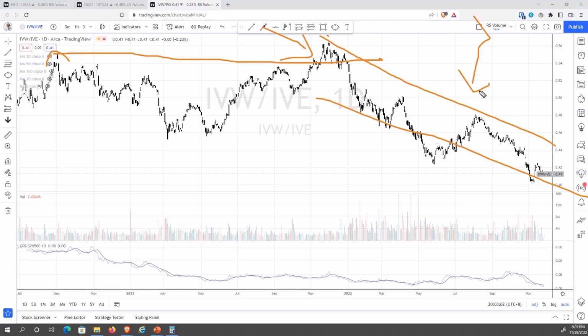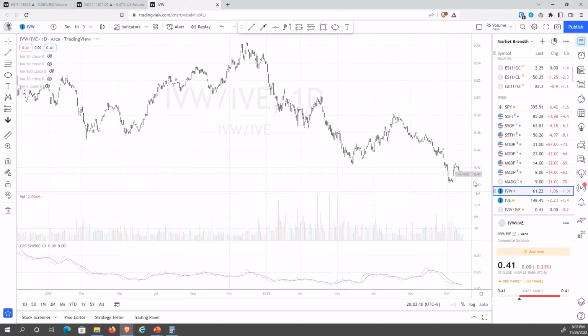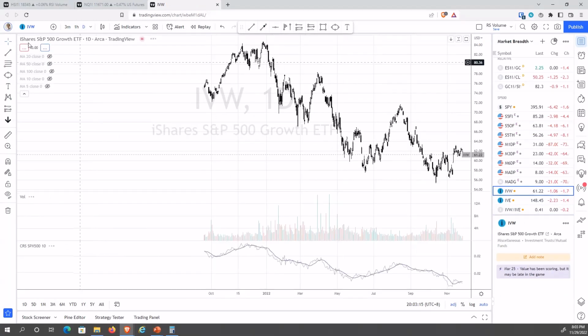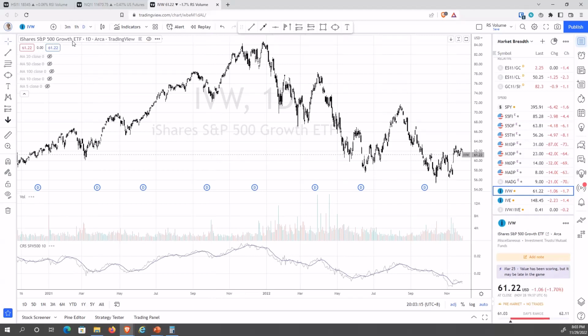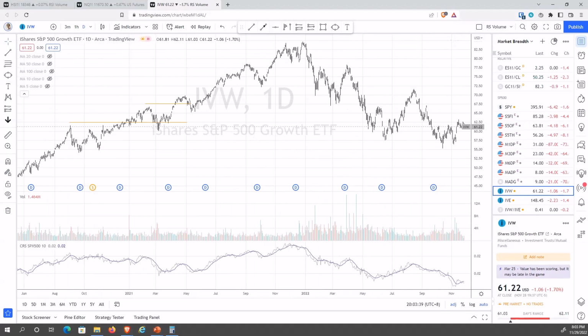So what does it really mean? If you take a look at the IVW, just this chart alone, let me put up the chart here, IVW. IVW represents the iShares S&P 500 Growth ETF. So it's a growth ETF of the S&P 500. Assuming you would like to focus on S&P 500 stocks but still prefer growth stocks, this is the ETF you can rely on. Instead of buying the generic SPY, you can focus on a growth ETF like IVW, which still belongs to the S&P 500. So you still participate in the 500 stocks, or slightly more than 500.